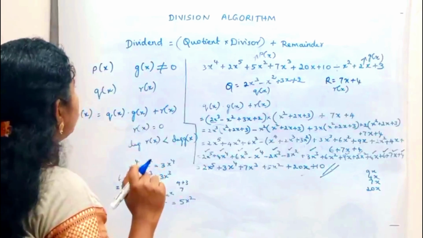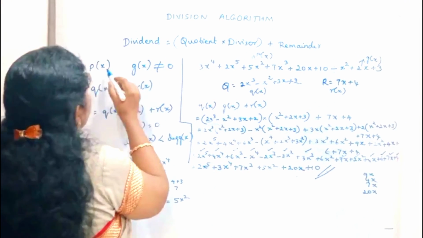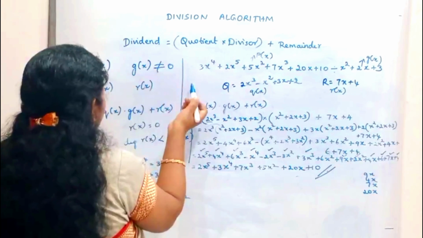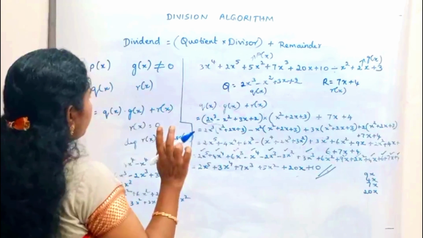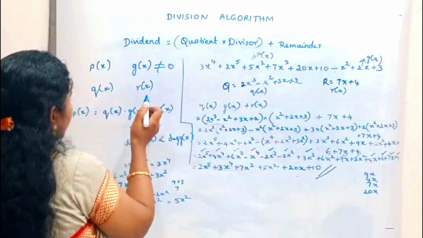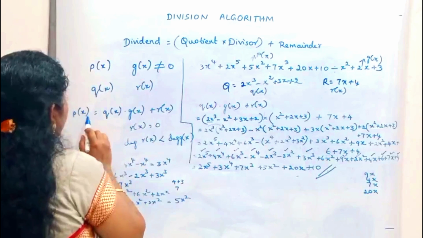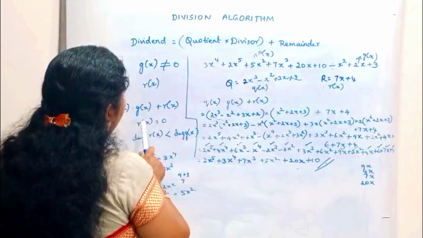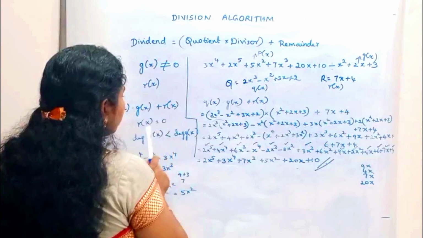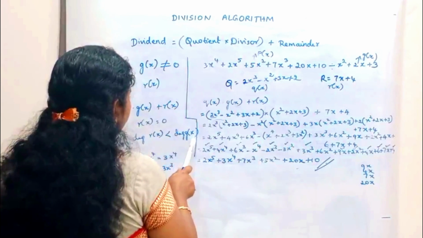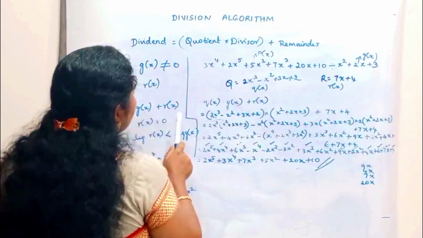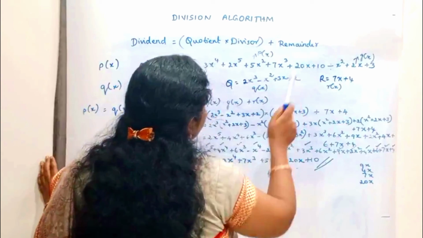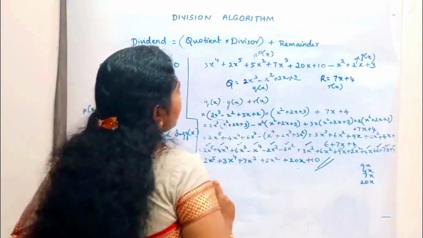So the division algorithm, it is nothing but when we are having two polynomials p of x and g of x, where g of x is not equal to 0, we can find out two polynomials q of x and r of x that satisfy the condition p of x is equal to q of x into g of x plus r of x. Here r of x is equal to 0 or the degree of r of x is less than the degree of g of x. If r of x is equal to 0, it means that the divisor is a factor of this dividend. Okay, so now this is about division algorithm.